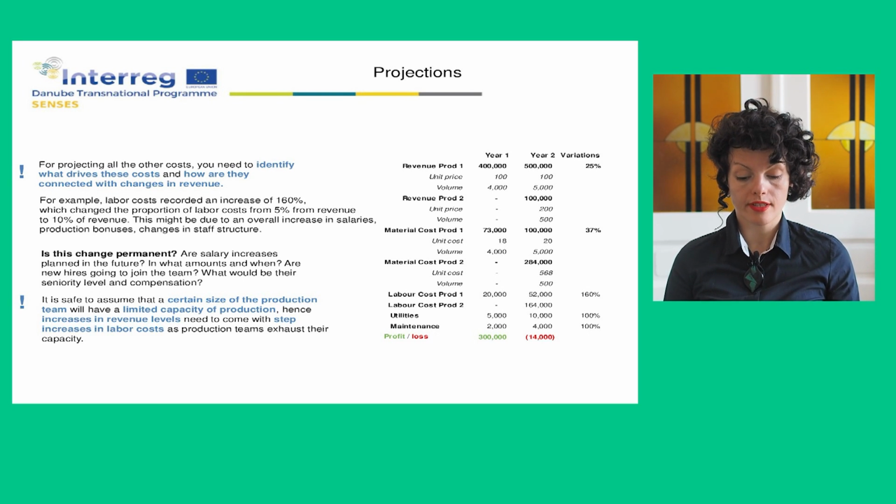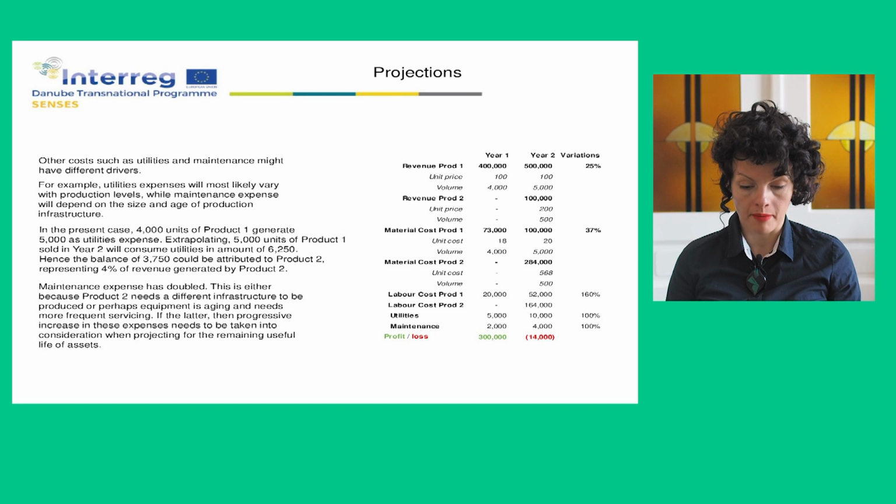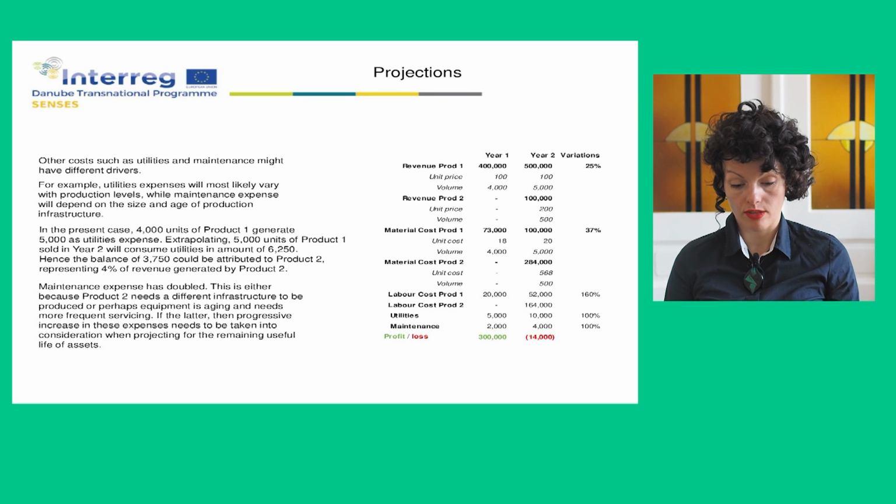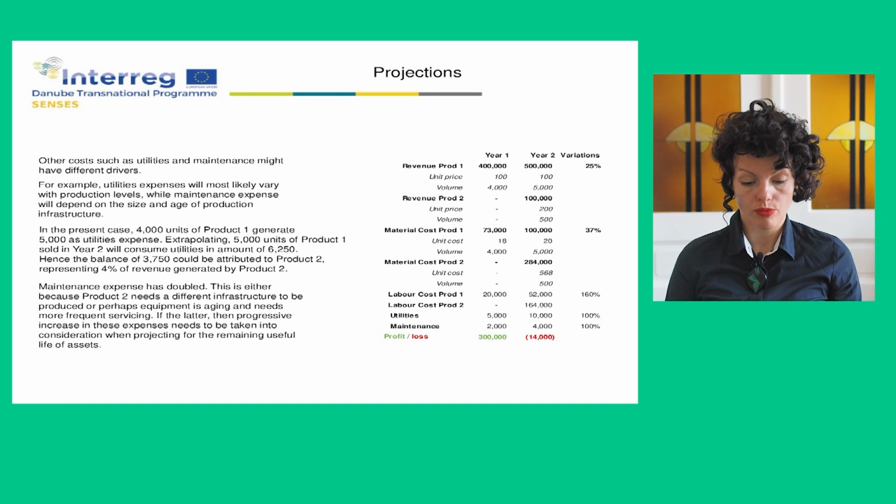It is safe to assume that a certain size of production team will have a limited capacity of production. Hence, increases in revenue levels need to come with step increases in labor costs as production teams exhaust their capacity. Other costs such as utilities and maintenance might have different drivers. For example, utilities expenses will most likely vary with production levels, while maintenance expense will depend on the size and age of production infrastructure. In the present case, 4,000 units of product 1 generate 5,000 as utilities expense. Extrapolating, 5,000 units of product 1 sold in year 2 will consume utilities in the amount of 6,250.